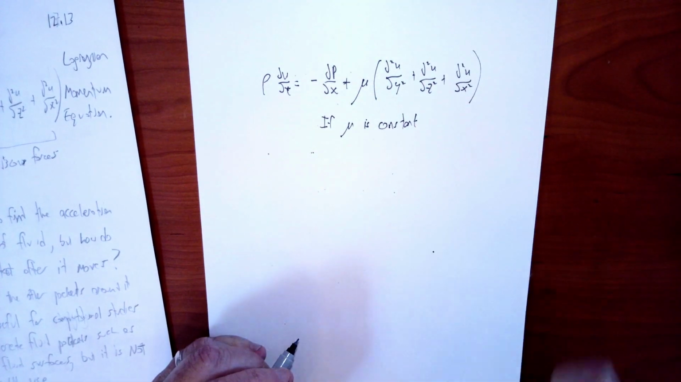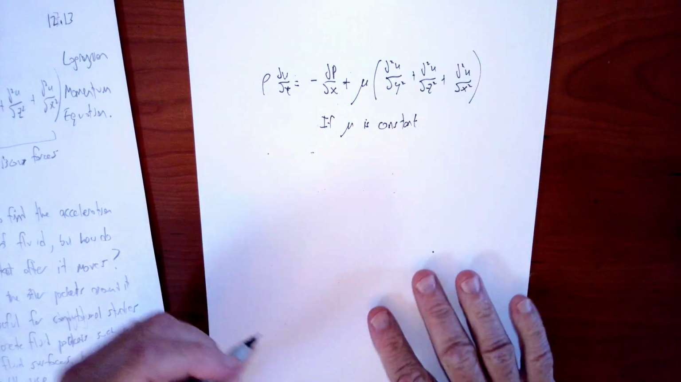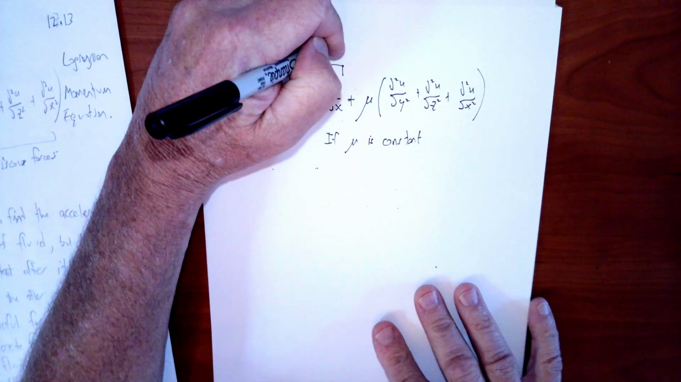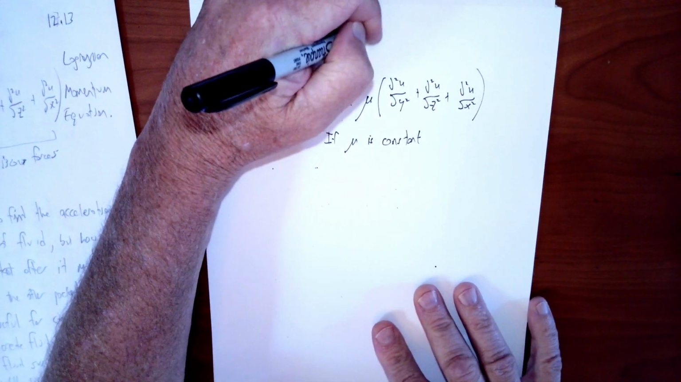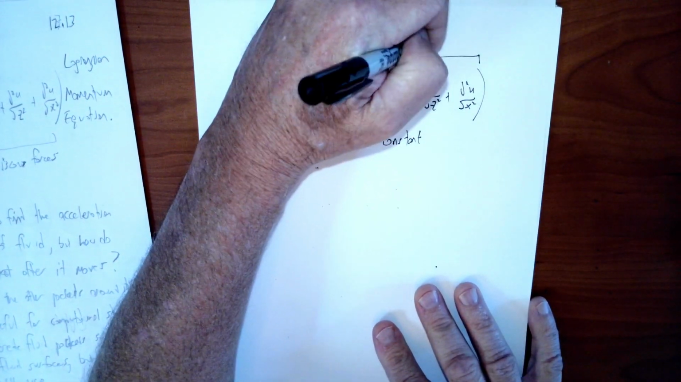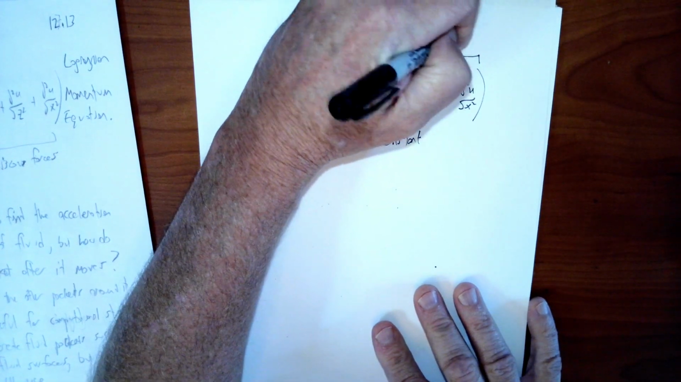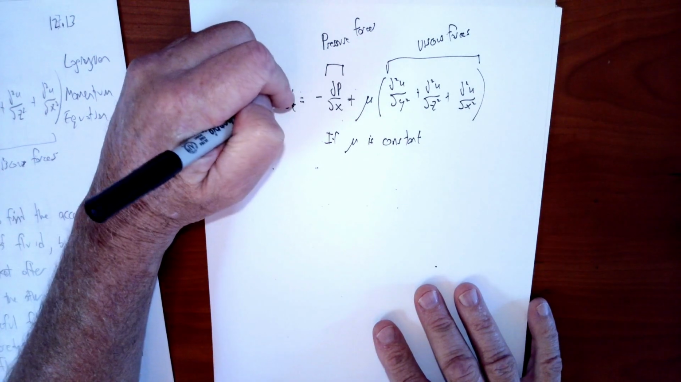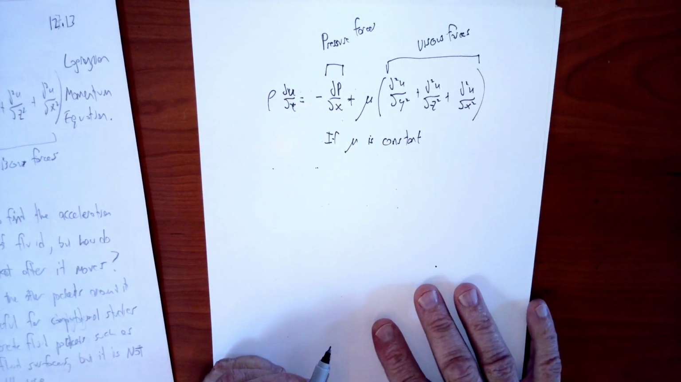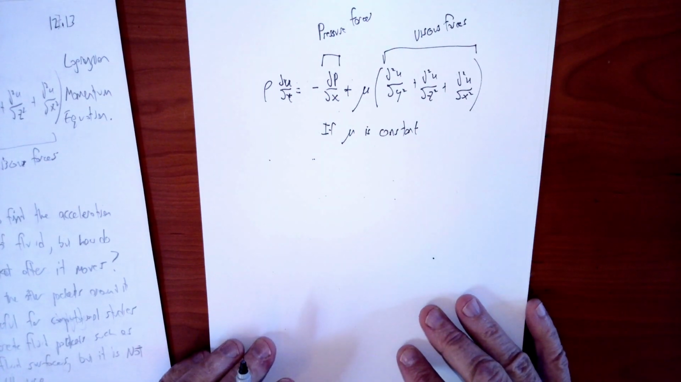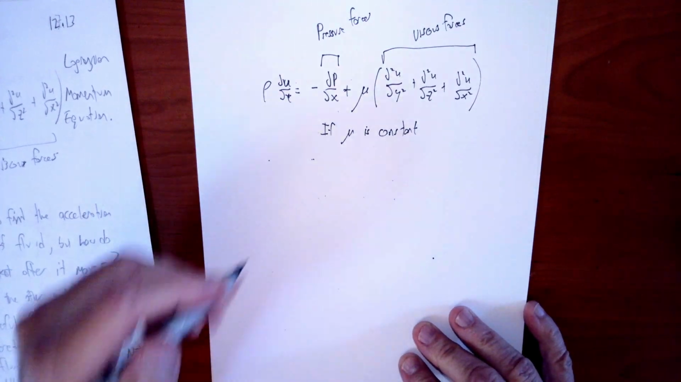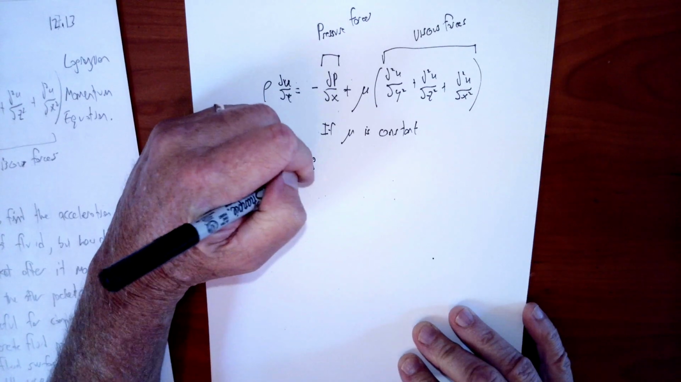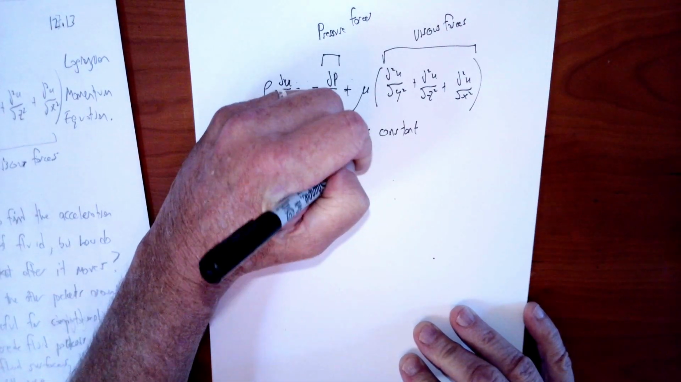And we have two types of forces. We have pressure forces. And here we have viscous forces. And if we had body forces, then we would have another term, but we don't. So that's the equation to find acceleration in Lagrangian mechanics. So this is the Lagrangian x momentum equation.